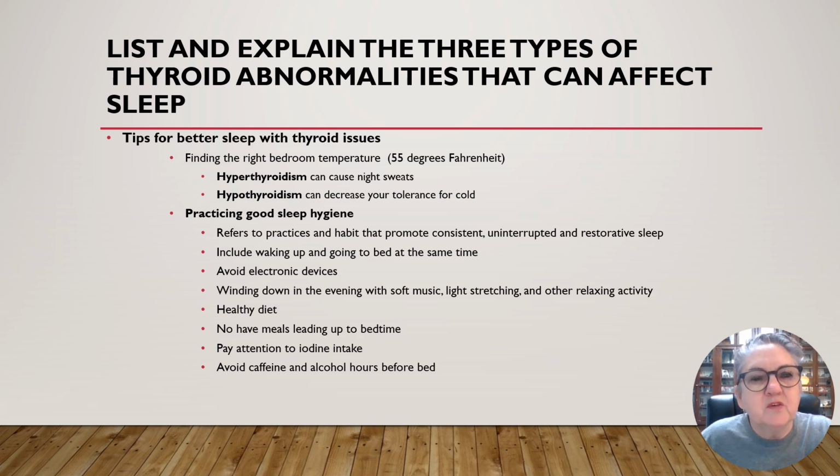Tips for better sleep for those with thyroid issues. First, find the right bedroom temperature, around 65 degrees Fahrenheit. Hyperthyroidism can cause night sweats, and hypothyroidism can decrease your tolerance for cold. Practice good sleep hygiene, which refers to having habits that promote consistent, uninterrupted, and restorative sleep, including waking up and going to bed at the same time. Avoid electronic devices, wind down in the evening with soft music, light stretching or relaxing activity, maintain a healthy diet, avoid meals leading up to bedtime, pay attention to iodine intake, and avoid caffeine and alcohol hours before bed.